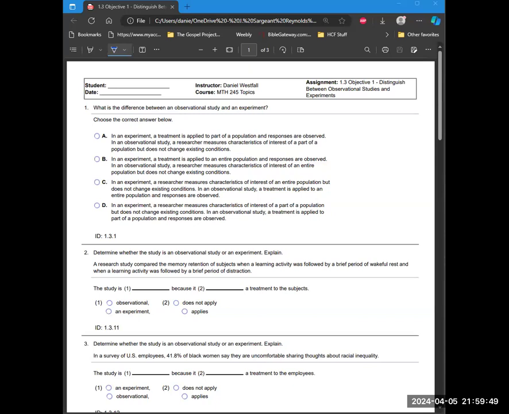In an experiment, a treatment is applied to part of a population and responses are observed. In an observational study, the researcher measures characteristics of interest of a part of a population, but does not change existing conditions. That's A.